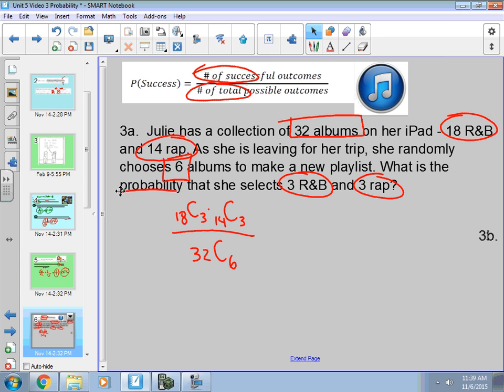One thing to keep in mind as you're doing these problems, especially where you're choosing different groups out of different things, the things you're choosing on top need to be the same as the things you're choosing on bottom.